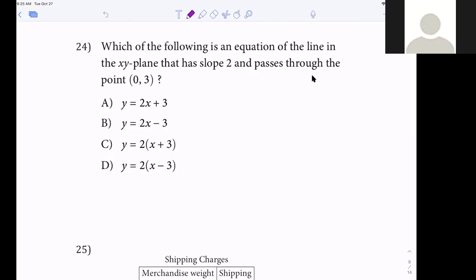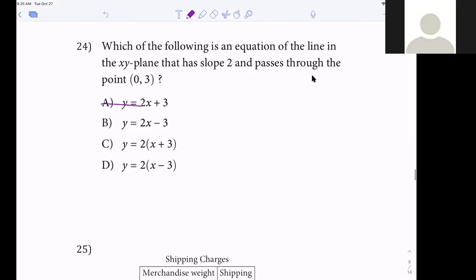Oh, because you have to put it in point-slope form, and then I converted it back. You are awesome. So the answer is A. What's a quicker way than doing that, though?